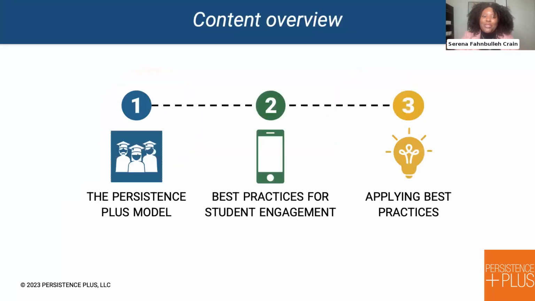I'm going to get started with an overview of what we're going to be covering for you today. We're going to start with a brief introduction of who we are at Persistence Plus and our success model for supporting students. And then we're going to jump into our 6 best practices for keeping students engaged. After Ross walks us through that, we're going to be wrapping up today's webinar with a real-life example of a student communication from an attendee that we'll be reviewing and discussing how you can apply these 6 best practices to your communications that you have with students.